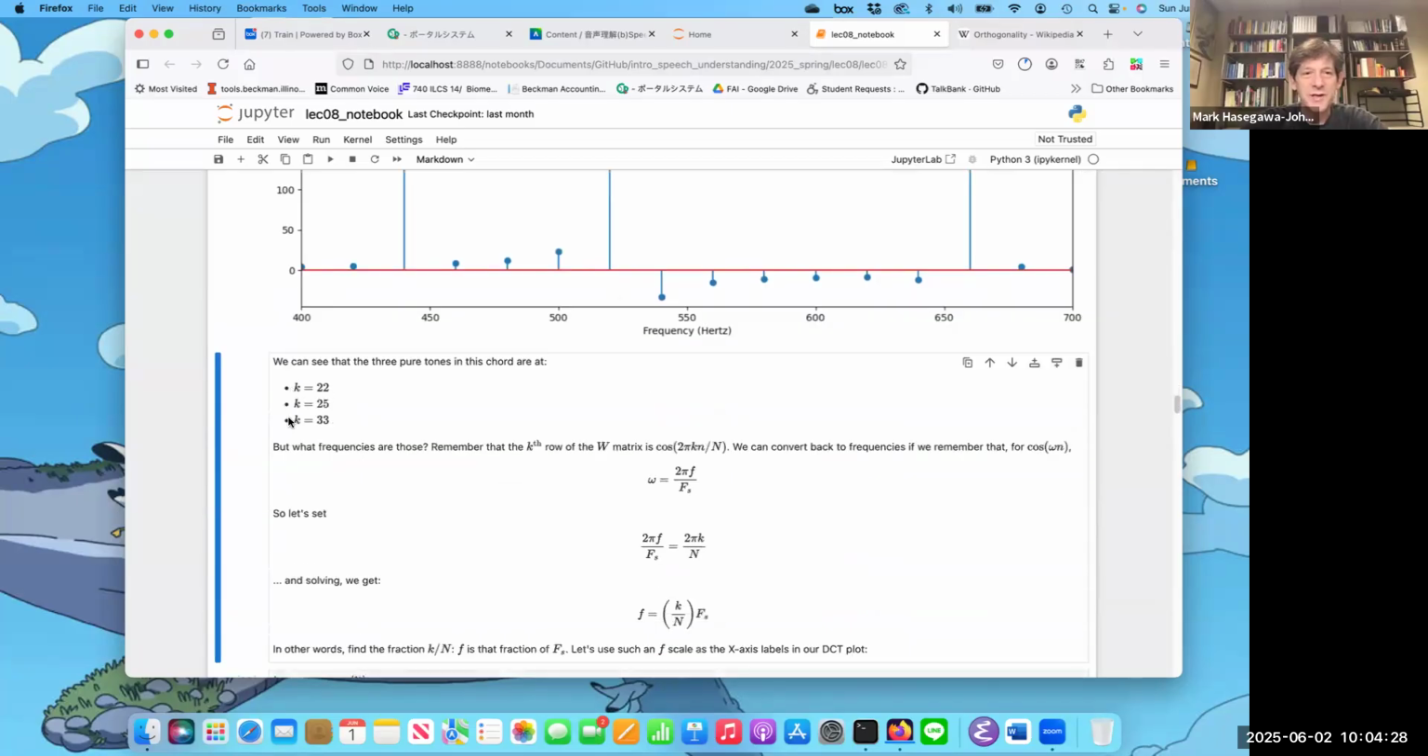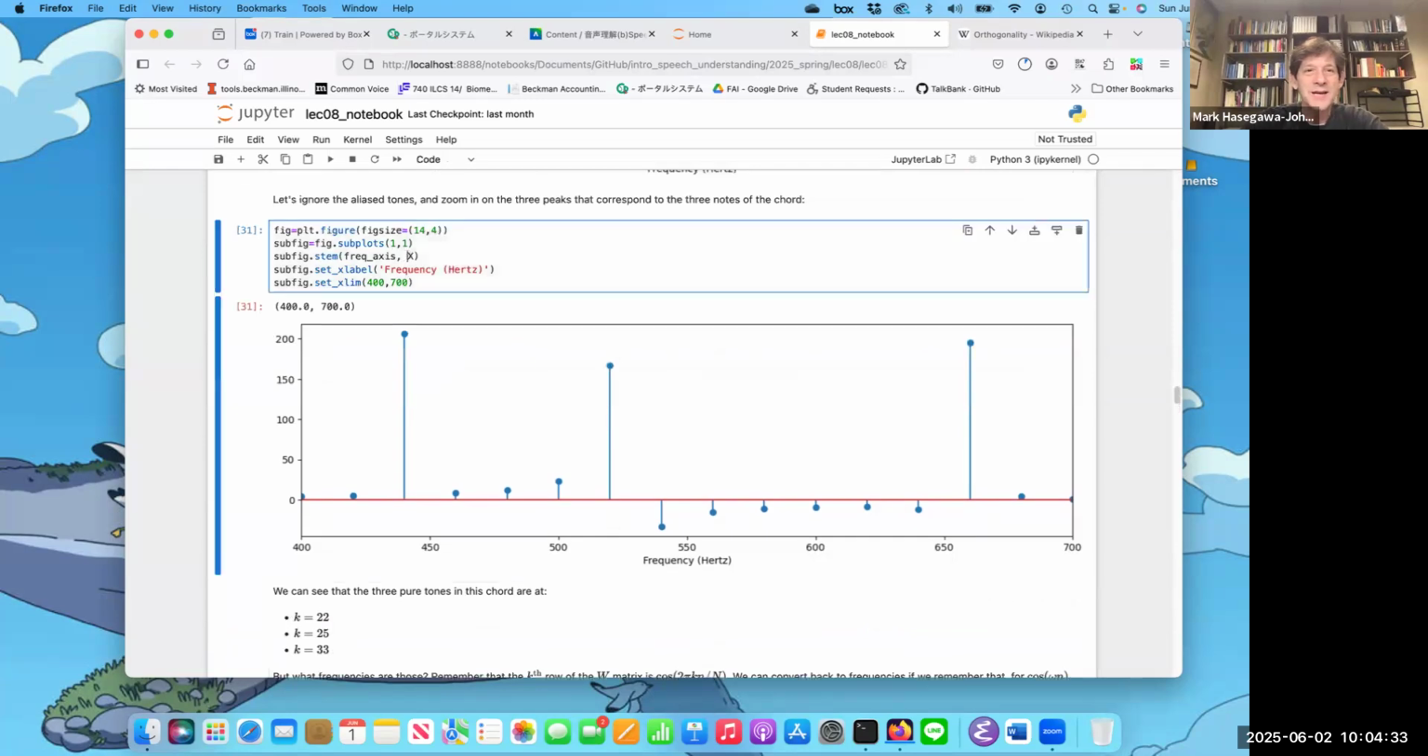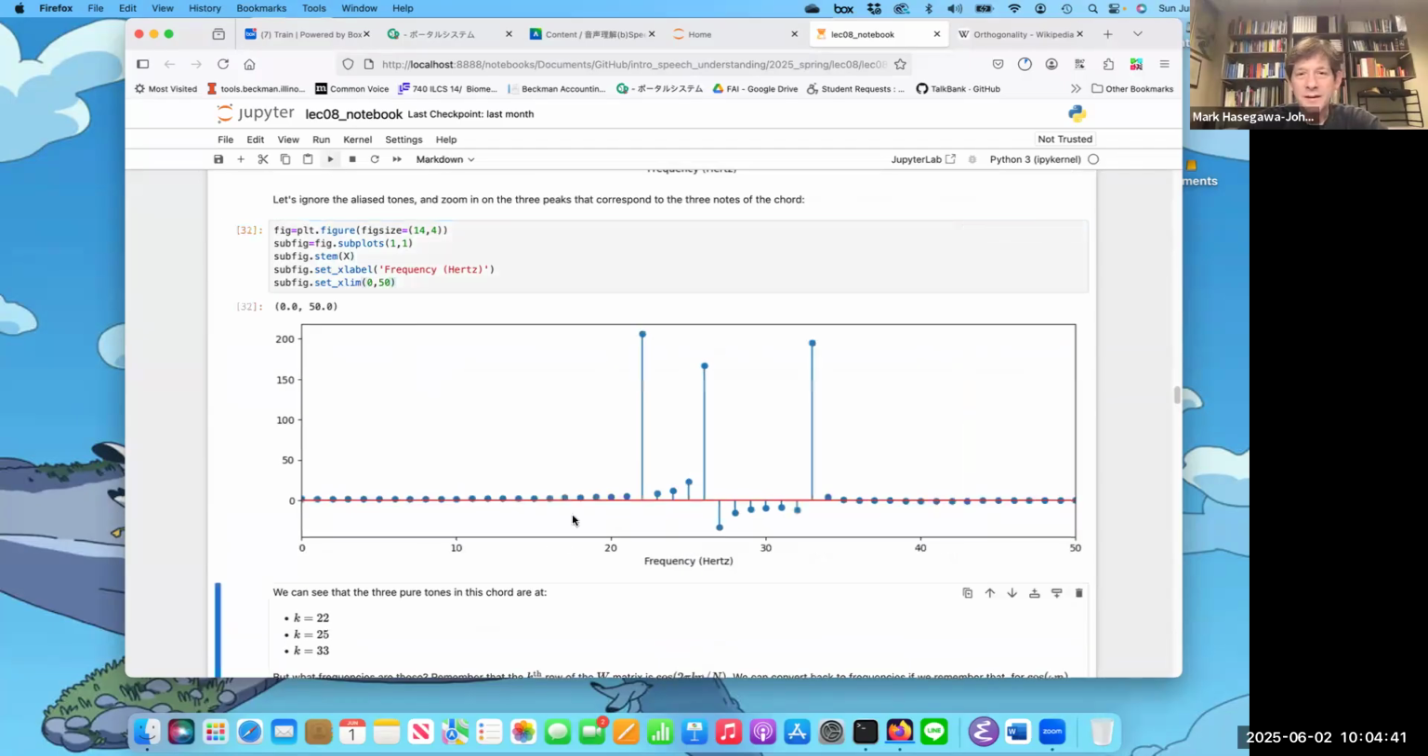All right. Let's look, it says here that we can see that the pure tones are at notes K equals 22, 25, and 33. So that means that I need to get rid of the frequency axis and just plot the sample indices. There are the sample indices, 20, 21, 22, 23, 24, 25, 26.